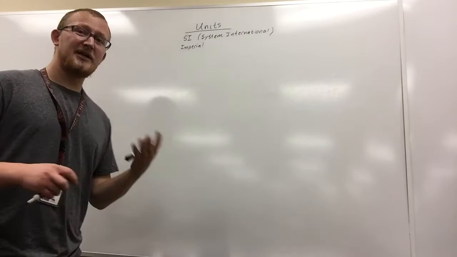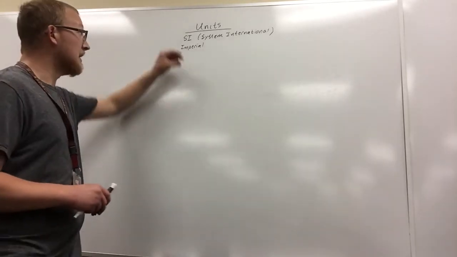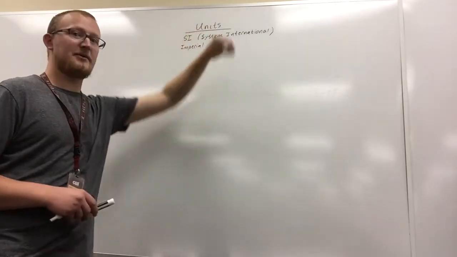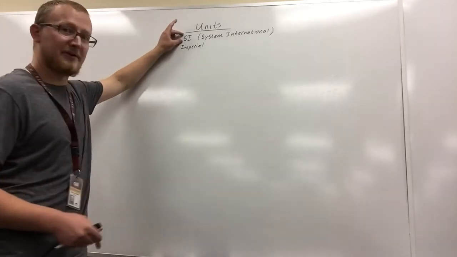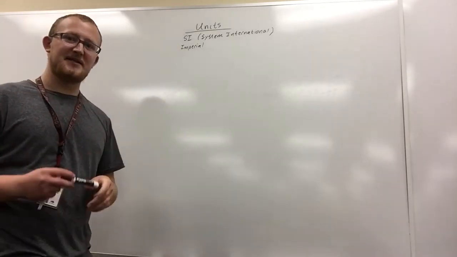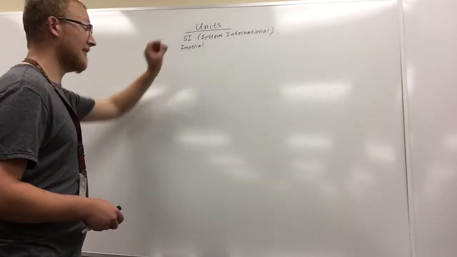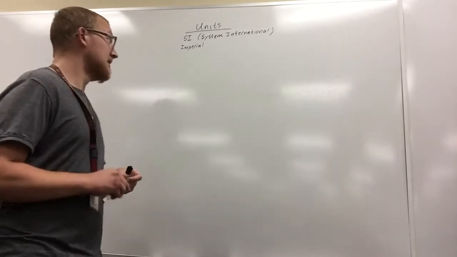So there's really two world systems of units that are still used today. The most popular one is the SI units, which stands in French for System International Units. This is essentially the metric system, right? Everything's in base 10, and we'll discuss that a little bit later in the video. Then we have the imperial system, which is the system that we use in the United States.